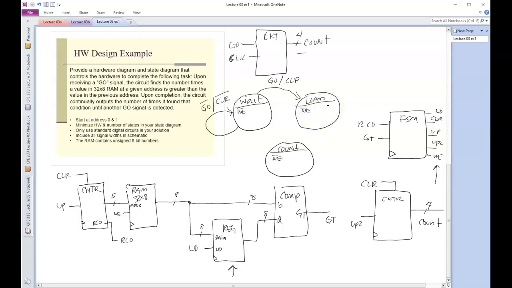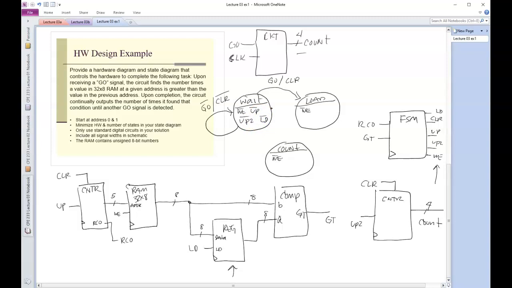Other than that, I can step through this thing and say, we already got WE. I can turn both ups off. And what else do I have in there? I can turn the load off. This is pretty much a do nothing state.